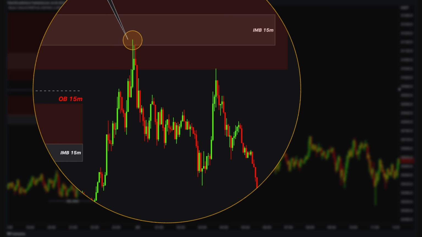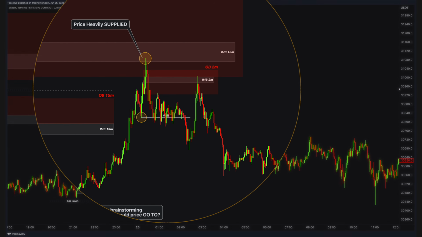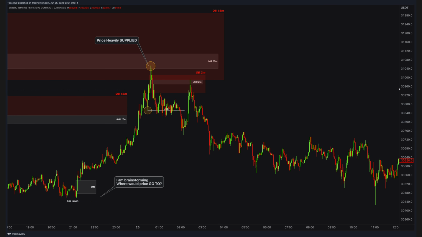Price did not react to the first supply zone. What about the second one? Notice the structure shift right at this point. From now on, it is an easy trade. Price shifts, this leaves an imbalance behind with an order block. All of them also collided with the optimal trade entry.